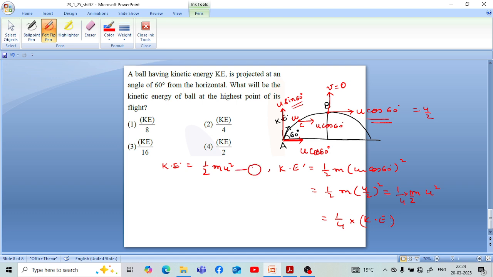So from equation 1, let us call the initial kinetic energy Ke I, which in this problem is given as Ke. So this value comes out to be Ke by 4. The kinetic energy at the topmost point, Ke dash, comes out to be Ke by 4, where the initial kinetic energy is Ke. So option 2 is correct here, Ke by 4.